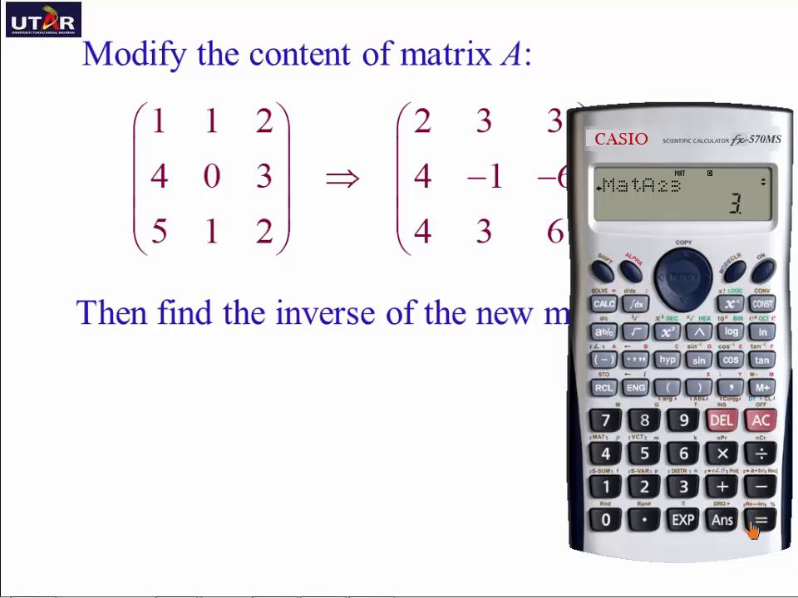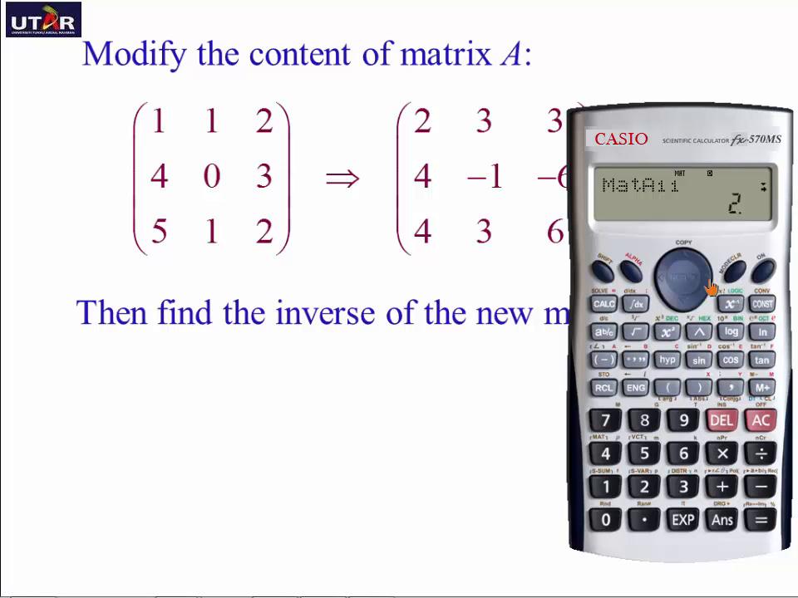Then enter. Row 2, column 3, the old one is 3. I change to negative 6. So negative 6. Then enter again. The next one is row 3, column 1, which is 5. I change to 4. So I press 4. Enter. I change the row 3, column 2 element from 1 to 3. So I press 3. Enter. Row 3, column 3 is 2. I change to 6. So I press 6 and then enter.